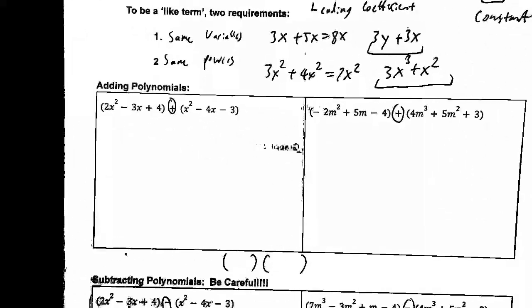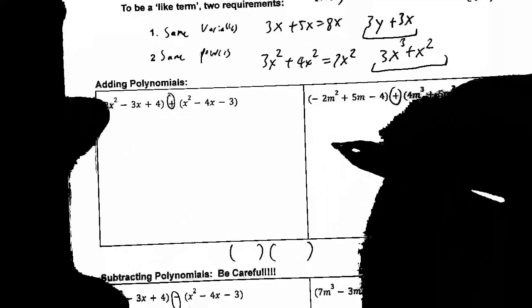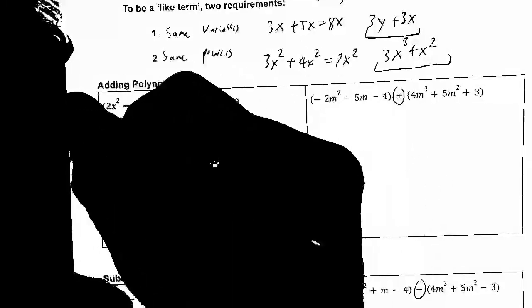All right, first one. What do we get? 3x squared minus 7x plus 1. Perfect. We agree with that?